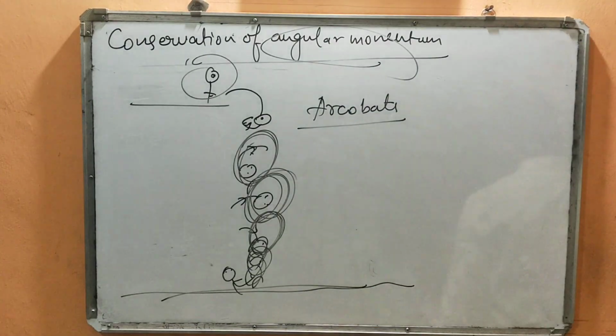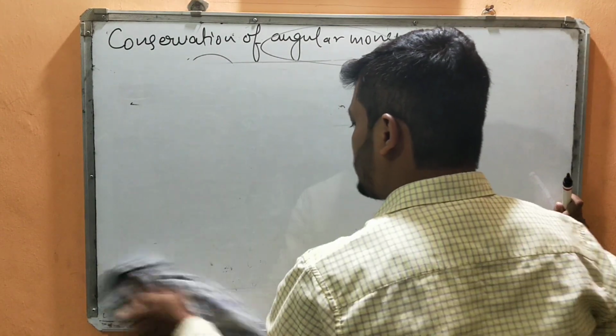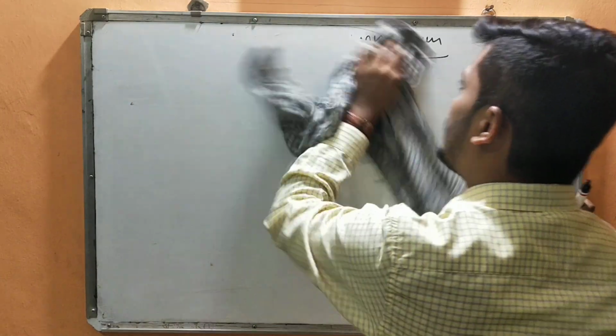Got it? Okay, one small thing is remaining, that is couple. So this is called conservation of angular momentum. So last concept, just a definition, then we'll stop.